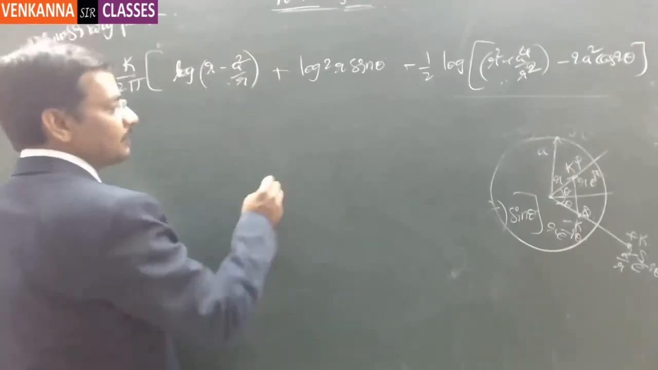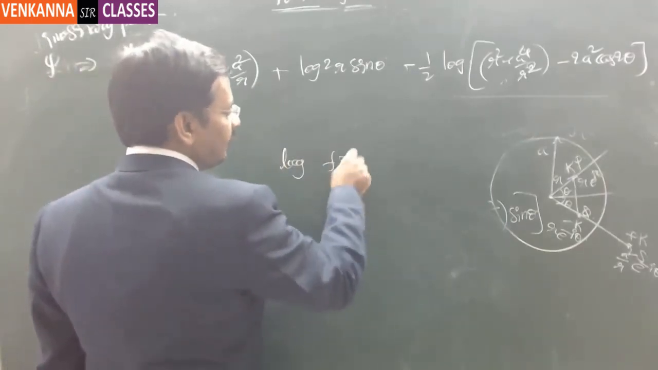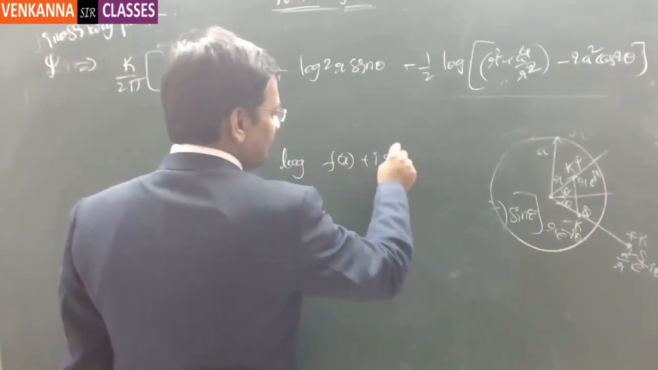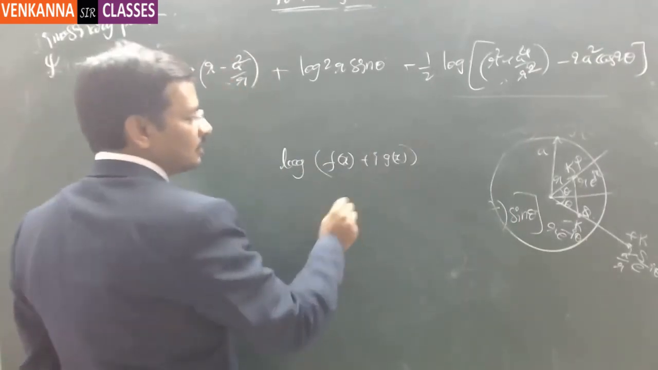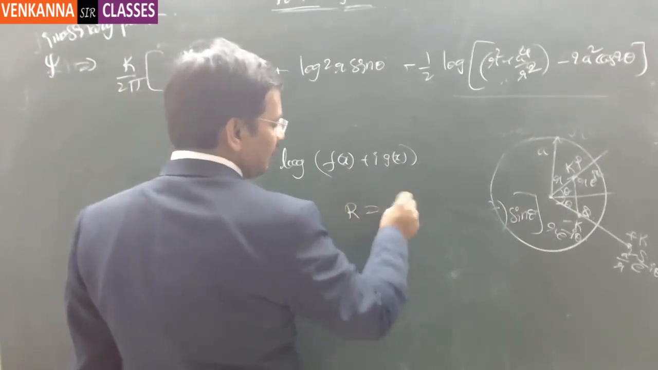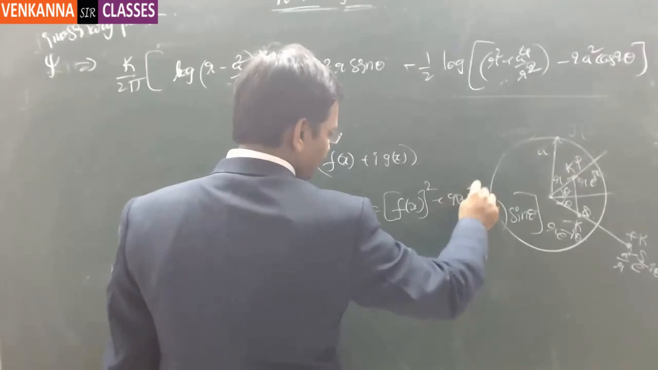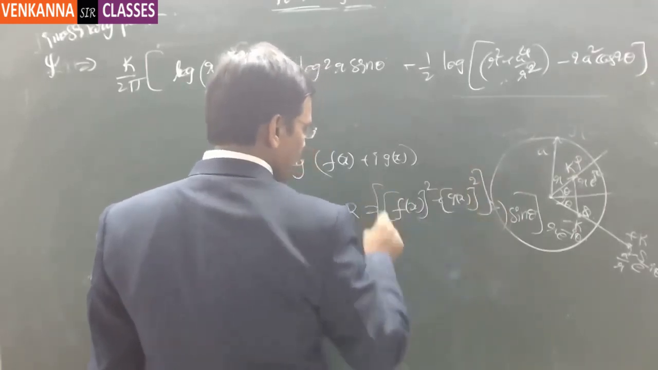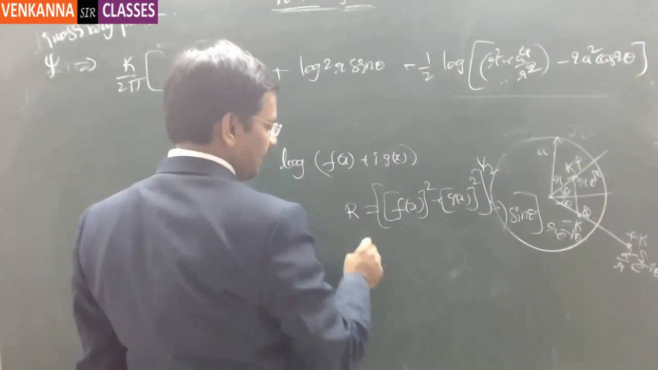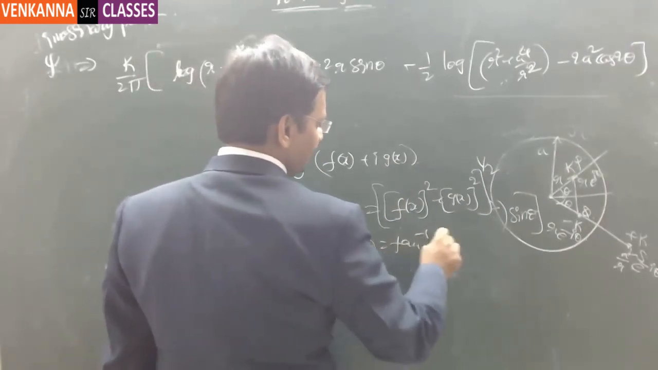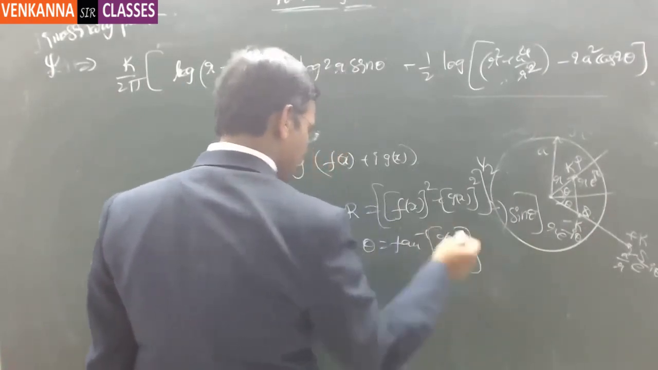That methodology is, suppose, log of something we are getting, that is f of x plus i times g of x. This is how you are going to get it. Now in this methodology, the modulus r we are writing as f of x whole square plus g of x whole square, whole power 1 by 2, and then theta is equal to tan inverse of g of x by f of x. So this is the standard methodology we are using.